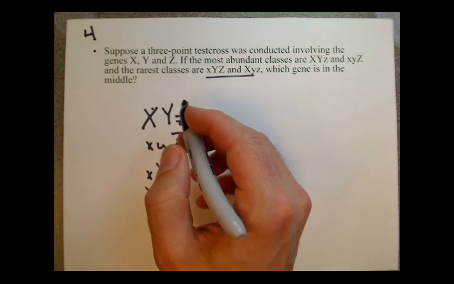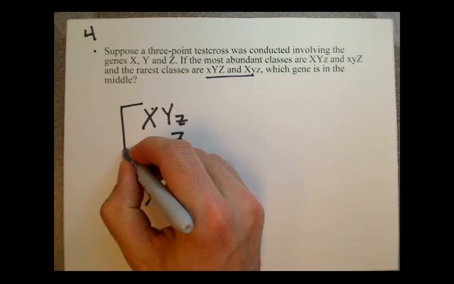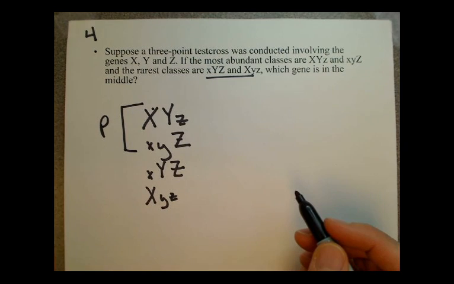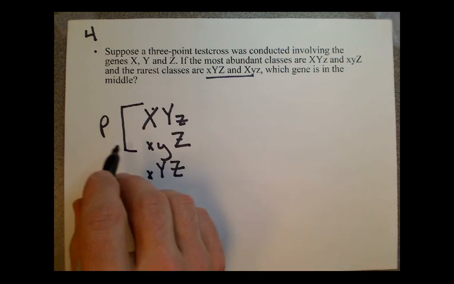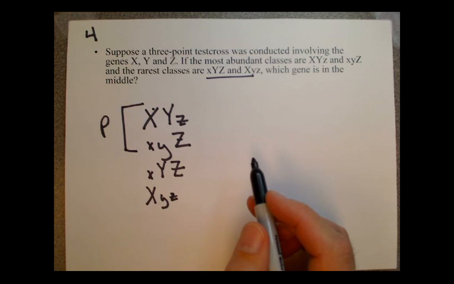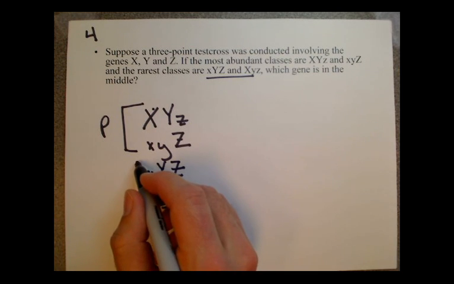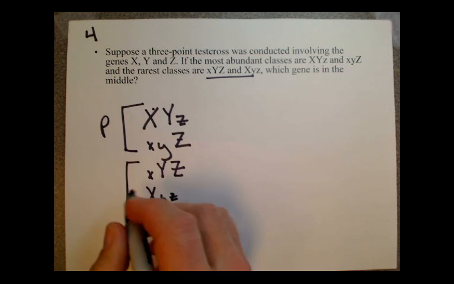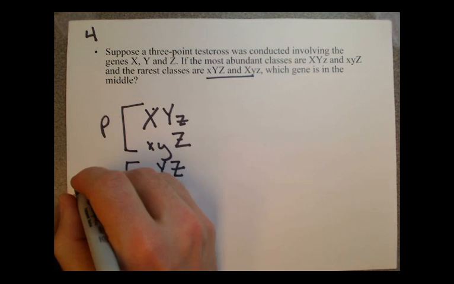Now, the most abundant classes are always going to be the parentals in these 3-point crosses, or in any cross involving linkage. The parentals are always the most abundant. And then in these 3-point crosses, the rarest ones are always going to be the double recombinants.